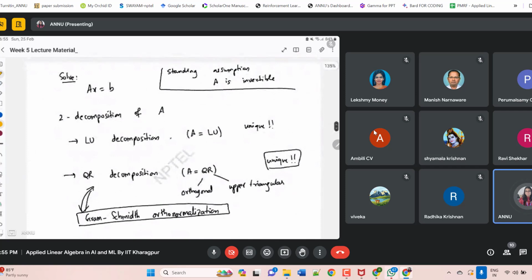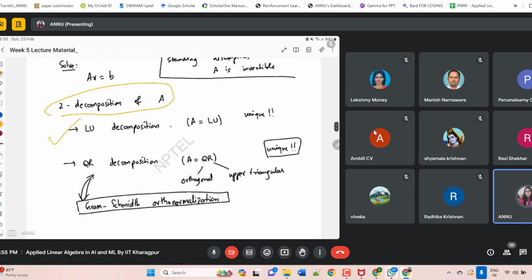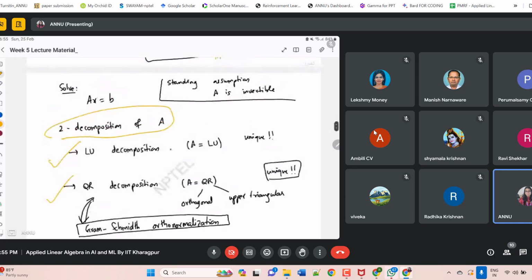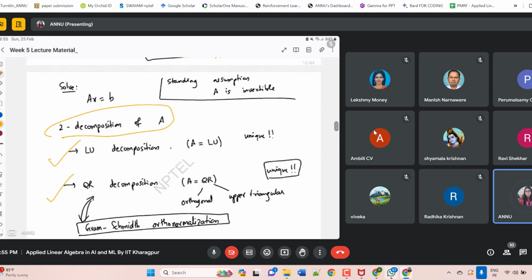Okay, so till now, let's summarize this. This is very important. We have seen two decompositions of A: first LU and then QR. One thing to note is that these two decompositions are only applicable when A is an invertible matrix. But invertible matrix means what? The determinant should not be equal to 0. Isn't it? Whenever you do LU decomposition, the decomposition is unique in nature, and QR decomposition is also unique in nature.